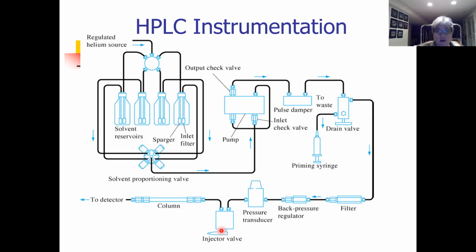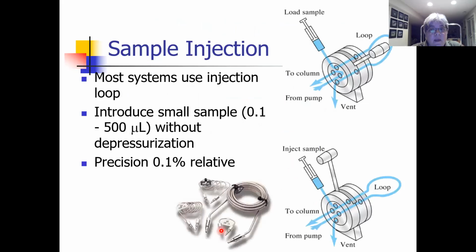Next, the injector valve. Remember, the injector valve is to get the sample onto the column. And the way we do that most of the time is to use this injection loop that I talked about last time. So remember, we have a small loop. You can change the volume. The first thing you do is fill up that loop with your sample. And then you turn a dial, and then that solvent, the mobile phase, will wash out that loop and send that off to the column.